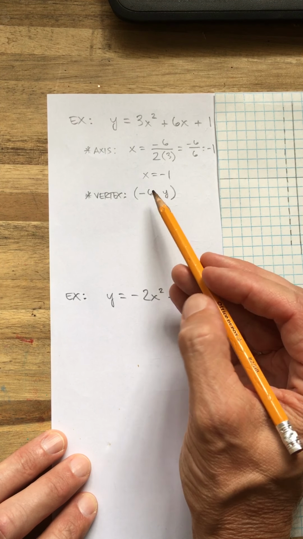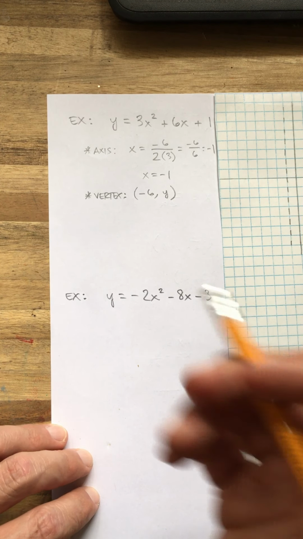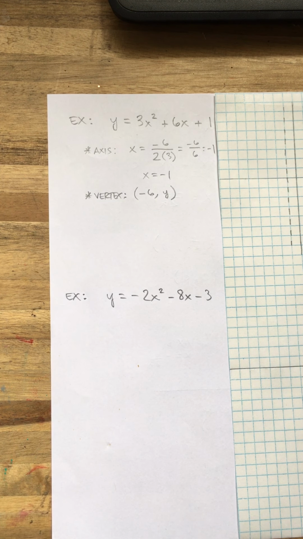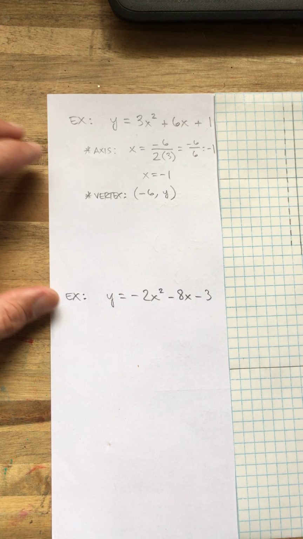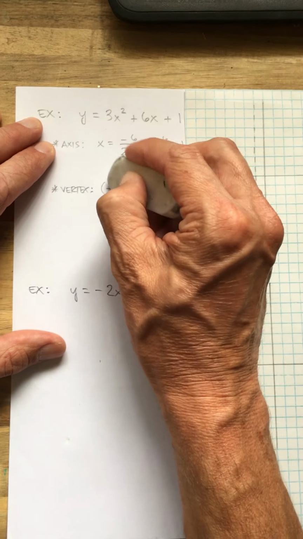Well, we know that our x coordinate is negative 6. So that doesn't make any sense. I'm sorry, I totally messed that up. I'm sorry about that. If you were confused, that's because I actually messed that up.